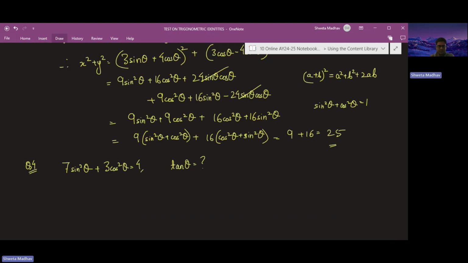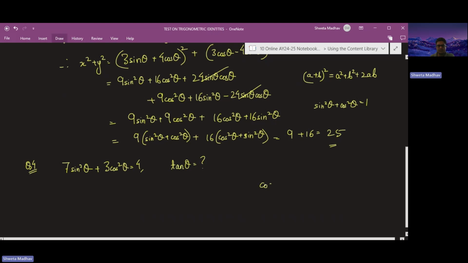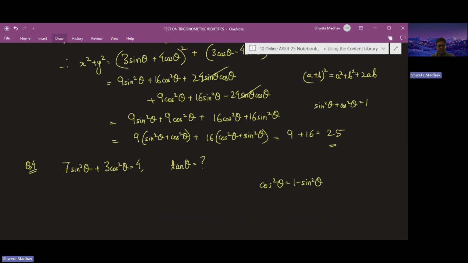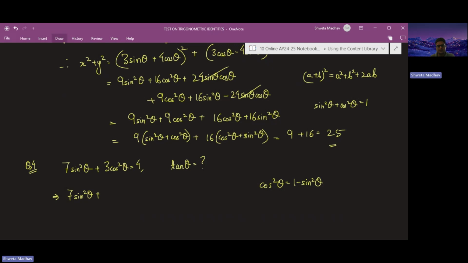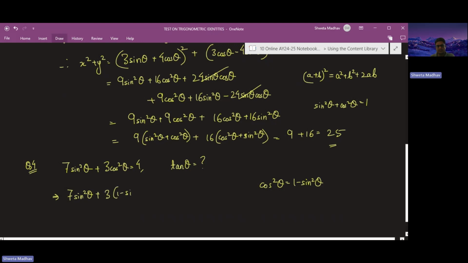Now we can divide the equation by cos square theta, or we can simply solve it. We know that cos square theta equals 1 minus sine square theta. So this will be 7 sine square theta plus 3 into 1 minus sine square theta, that is equal to 4.